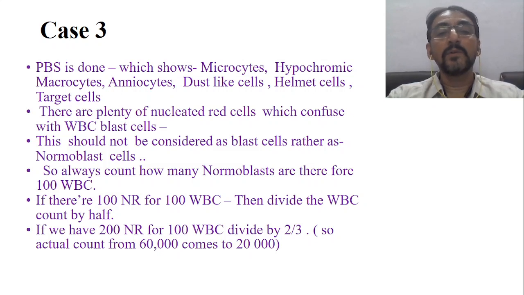Always count how many normoblasts are there for 100 WBCs. If there are a total of 100 WBCs in the smear, how many normoblasts are there among them? Normoblast means RBC with a nucleus. That is what you have to see. If there are 100 normoblasts for 100 WBC, meaning there are 100 WBC cells and in that slide there are also 100 nucleated normoblasts, then divide the WBC count by half.